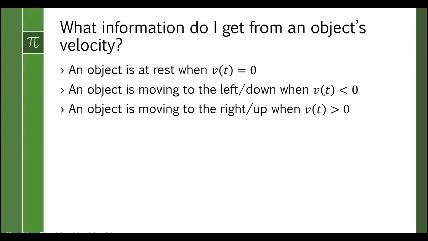So when is an object at rest? An object is at rest when velocity is 0. It is moving to the left or down when velocity is negative, and it is moving right or up when velocity is greater than 0.